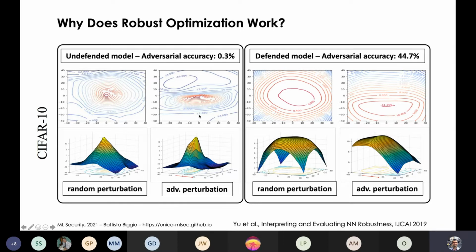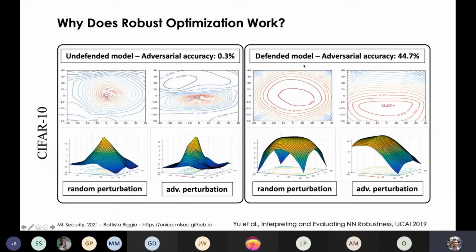So in vanilla networks, using the standard training process, what you observe typically is that if you consider a random direction, as you have on this axis here, then the function is relatively smooth. But if you look at the adversarial perturbation, the adversarial direction, then the function is very steep. You see how the profile changes here, right? So this drops very quickly, eventually ending up in the other class.